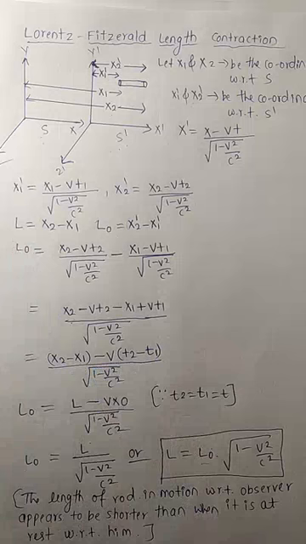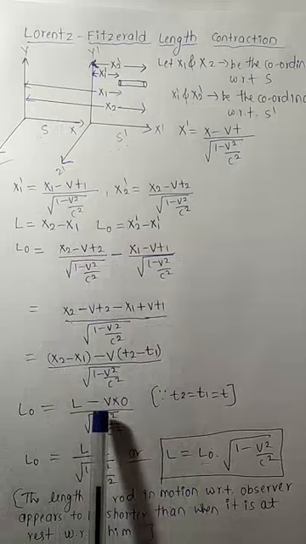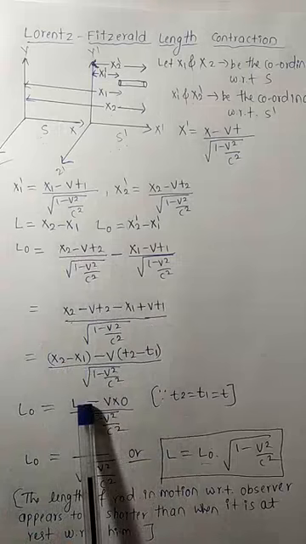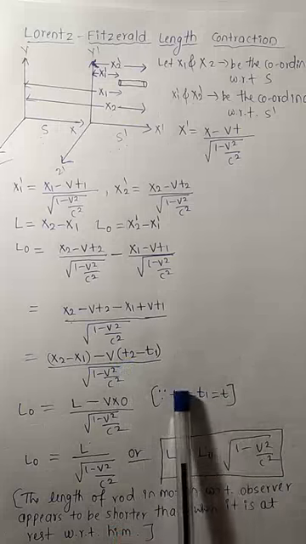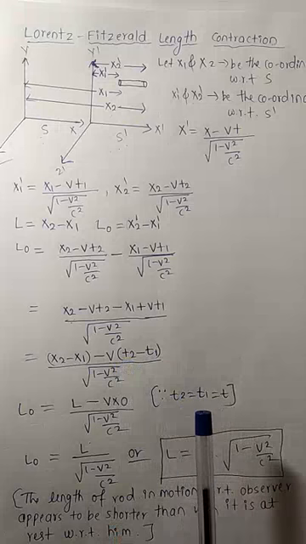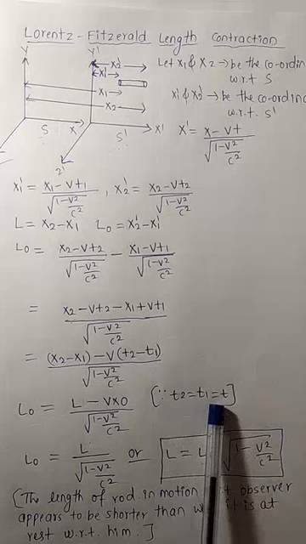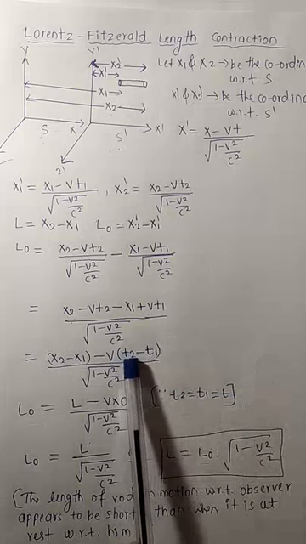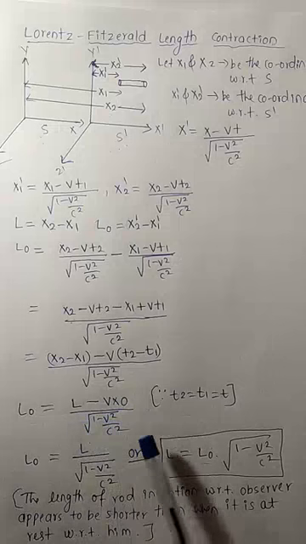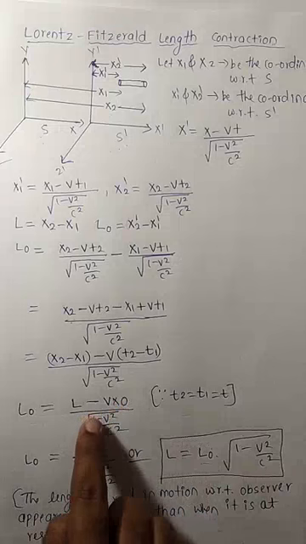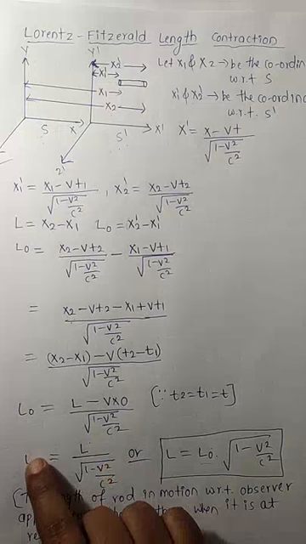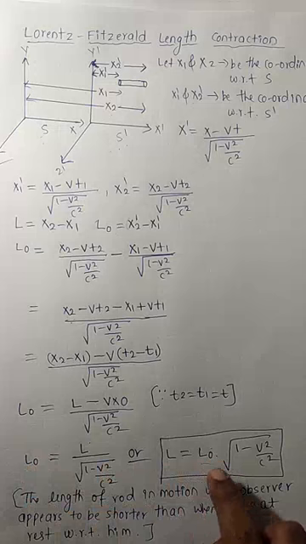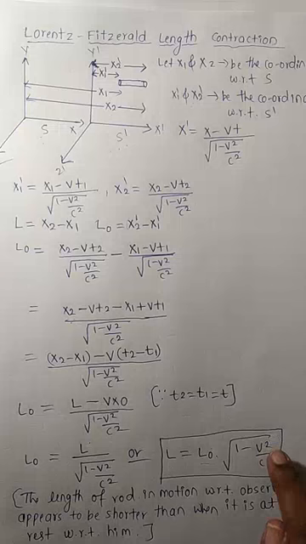From the first equation, we know L equals x2 minus x1. So I substitute x2 minus x1 equals L, minus v into t2 minus t1. As the length is observed at the same time, both values become the same. At the same time we find the length of the rod, so t2 equals t1, which equals t. When you subtract, you get 0, divided by square root of 1 minus v square by c square. So if you solve this, you get L0 equals L divided by square root of 1 minus v square by c square. Or if you move the denominator term to the other side, you get L equals L0 into square root of 1 minus v square by c square.